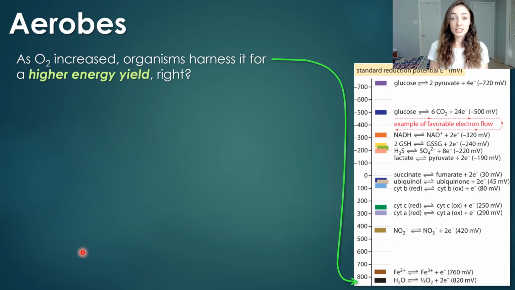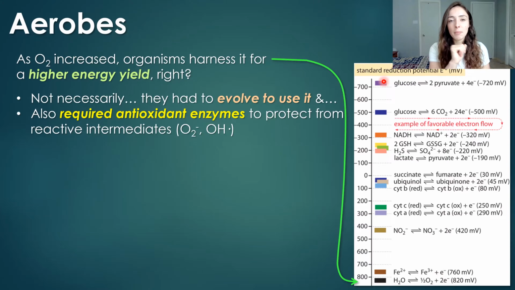And as oxygen continued to increase, organisms could then harness it for higher energy yield, right? I mean, it makes sense if we look at the redox tower over here, basically showing that oxygen has the most reduction potential of all of these things on the redox tower, which makes it a very powerful compound to use in metabolism because it can oxidize all of these things above it, which allow organisms to gain energy from that process. However, organisms couldn't just pick up oxygen and use it because of its higher energy yield. They had to evolve the metabolism to use it.